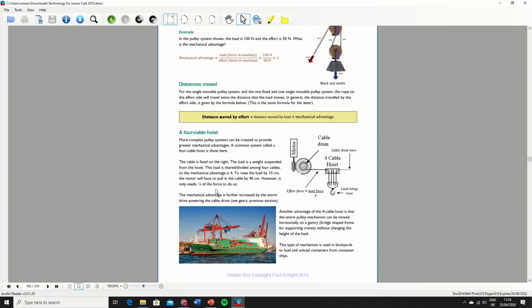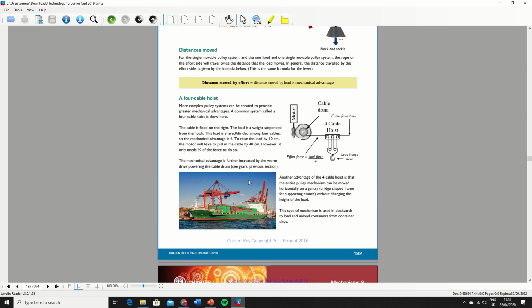Alright, so I'll just go through that again. The load is shared or divided among 4 cables, so it has 4 cables there, 1, 2, 3, 4. So that means its mechanical advantage is 4. It's just something that you have to know. I know sometimes it doesn't make sense, but you just have to know the different mechanical advantages for each pulley. So to raise the load by 10 centimeters, the motor here in this case has to pull the rope 40 centimeters. But it's only going to take a quarter of the force to do so.